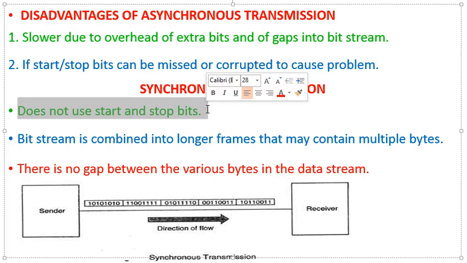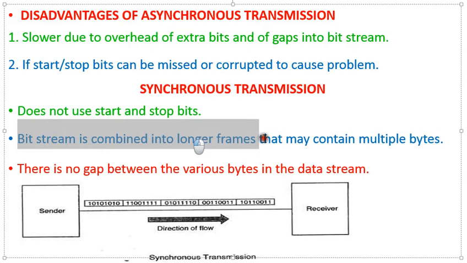There is no need of those things. And the bit stream is combined into a longer frame of multiple bytes. As you can see from this diagram, from here to here we have 8 bits, which is 1 byte, another 1 byte, another 1 byte, another 1 byte after this, and all of them are joined together.